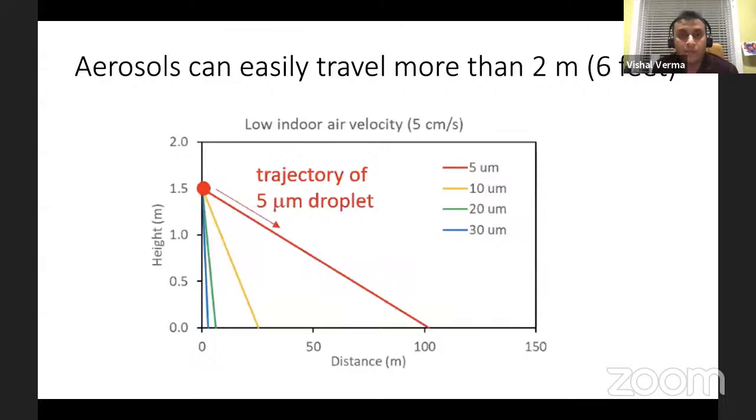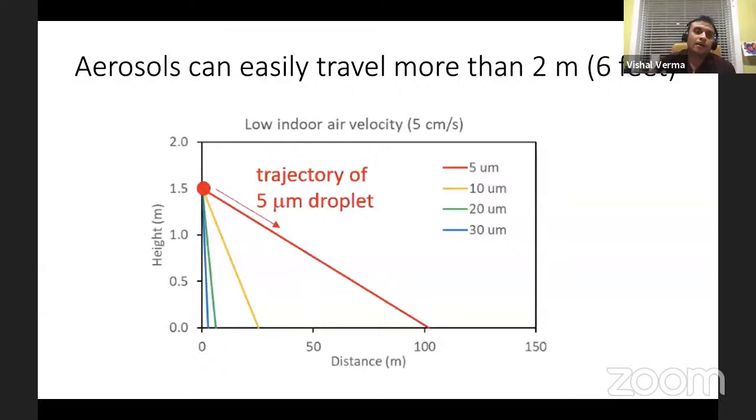But in a room, we don't have completely still air. We always have some sort of air velocity. Even if we assume the indoor air velocity is very low, around 5 centimeter per second, then this aerosol will travel some horizontal distance. For example, a 5 micrometer aerosol with an indoor air velocity of 5 centimeter per second can easily go, in the time we showed, to around 100 meter in distance, while the 30 micrometer aerosol will not be able to go further; it will just drop there.